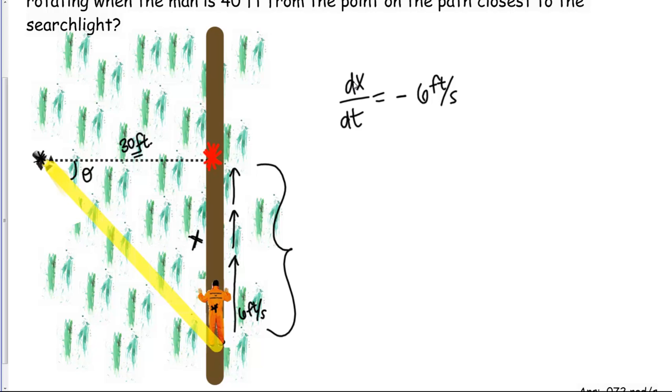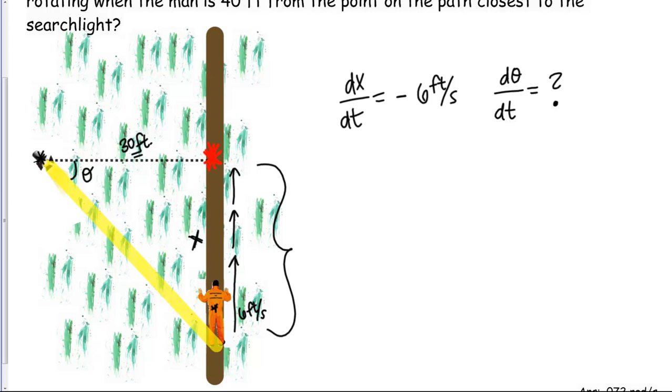What other rates are in this problem? The other thing that's changing is the spotlight. The spotlight is rotating, and what we're actually looking for is the rate at which the spotlight is rotating. So that's the rate of change of the angle theta. So d theta/dt is what I'm actually interested in finding ultimately in this problem. Now that we have established our variables and the associated rates of change, we want to find some relationship between these variables and write an equation to represent it.